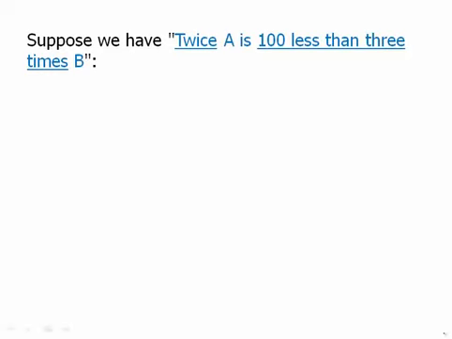Suppose we have something like twice A is 100 less than 3 times B. Well, twice A, that would be 2 times A is. So 2 times A equals, that's the first part of the sentence. 3 times B, that's 3B, and then 100 less than 3B would be 3B minus 100. So that's how we translate it.